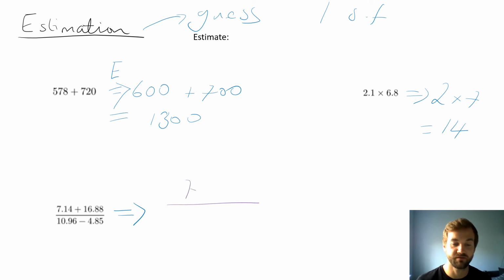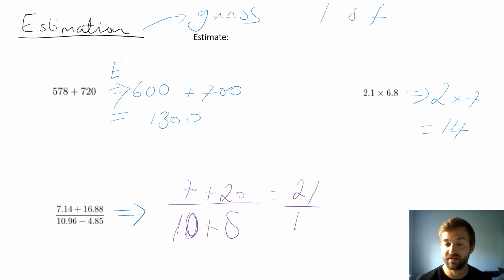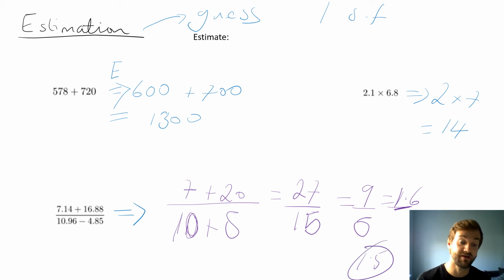7.14 rounds to 7, as it does before. To one significant figure, 16.88 actually rounds to 20. 10.96 rounds to 10, and 4.85 rounds to 5. So I'm actually doing 27 over 15. That is another estimate. Again, if I divide by 3, I get 9 out of 5. 9/5 is 1.6. That's a different estimate to the one I got before. It's actually not as good an estimate because I rounded these numbers to one significant figure, whereas before it was a better, more accurate estimate, but they are both correct.